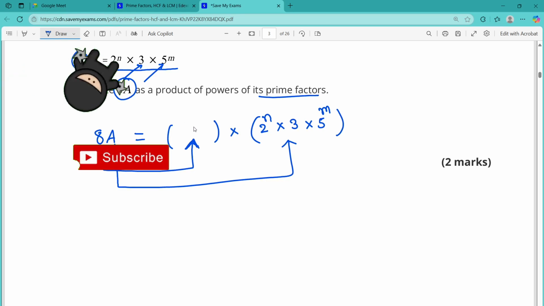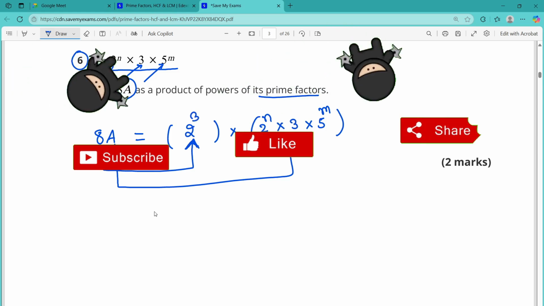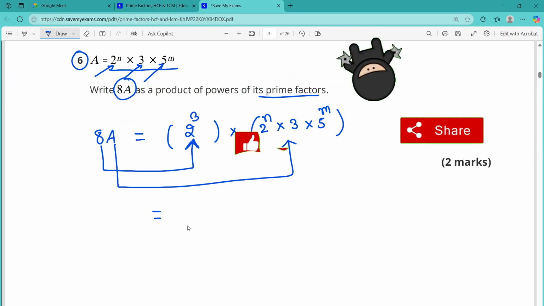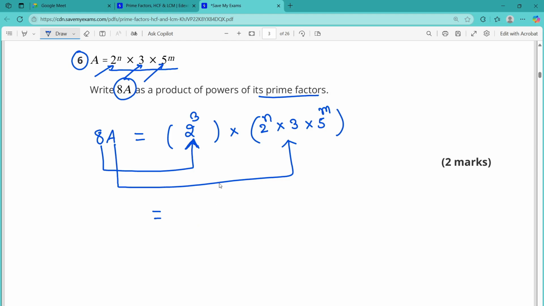2 cube. Exactly. So now you can simplify this. You can use your law of exponents. So it will be, see, 2 raised to power 3 times 2 raised to power n. Same base, so the powers get added. So it should be 2 raised to power 3 plus n times 3 times 5 raised to power m. That should be our answer.